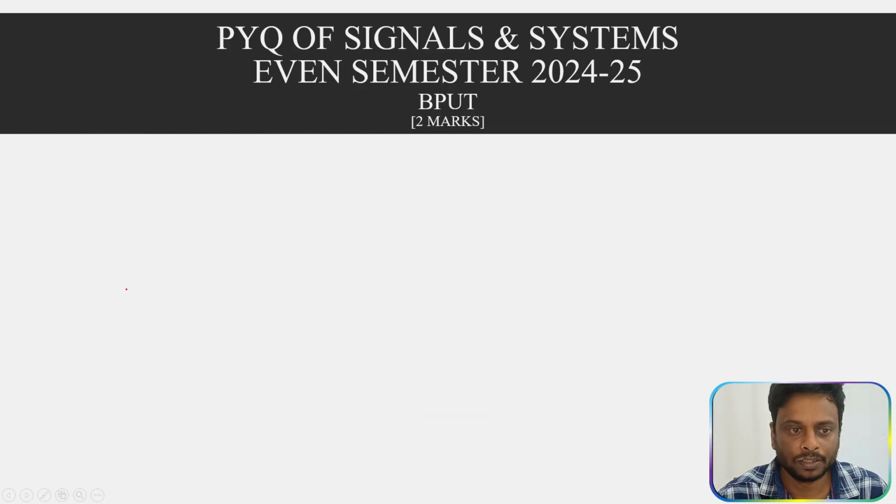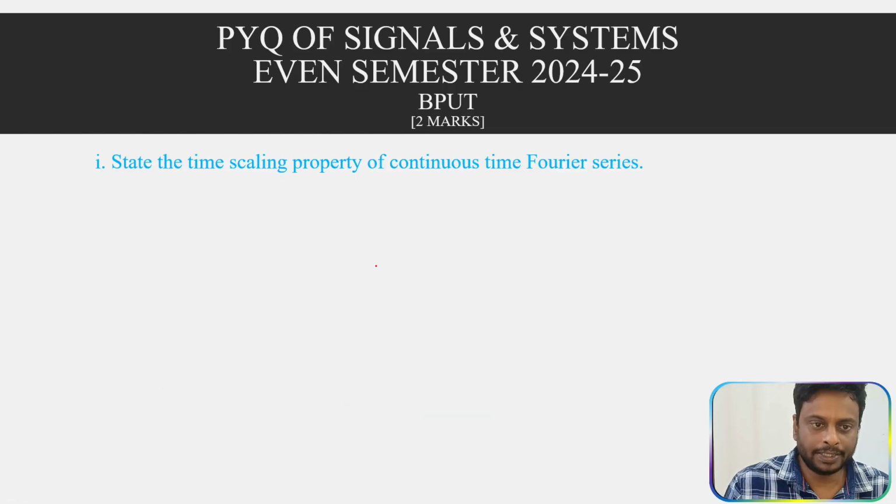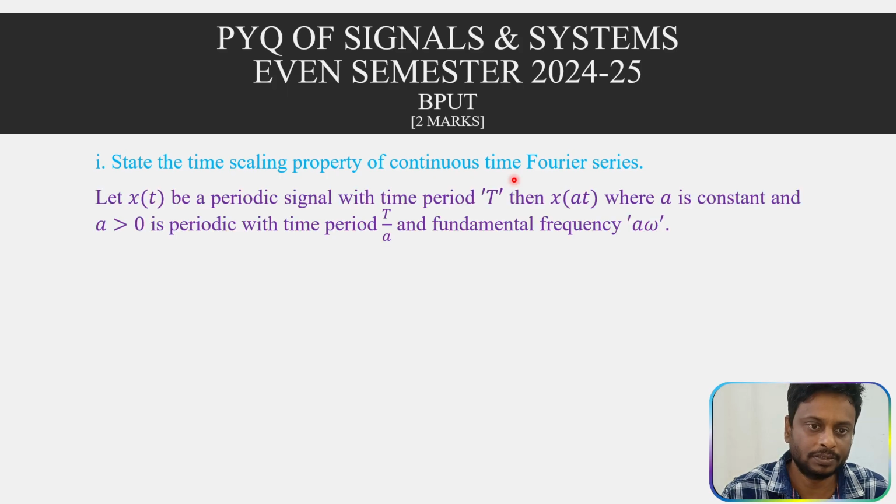Next is, state the time scaling property of continuous time Fourier series. You need not derive this, only write down what the time scaling property is. So x of t is a periodic signal with time period T. Then x of a t, where a is a constant, will be periodic with time period T by a. The fundamental frequency is a into omega.